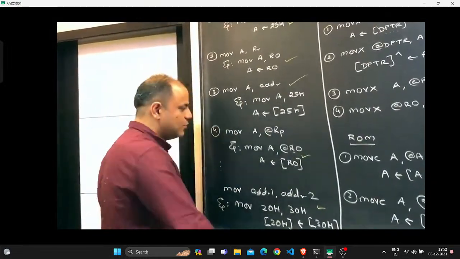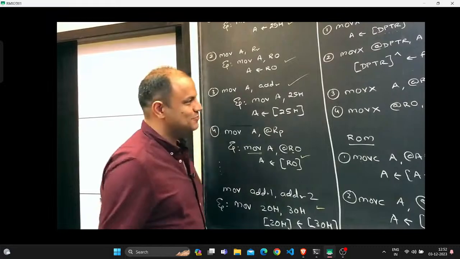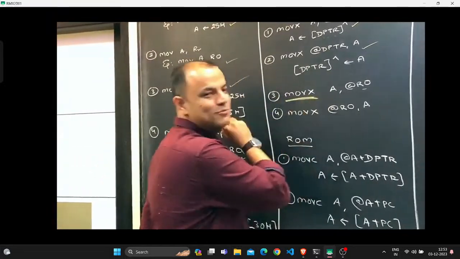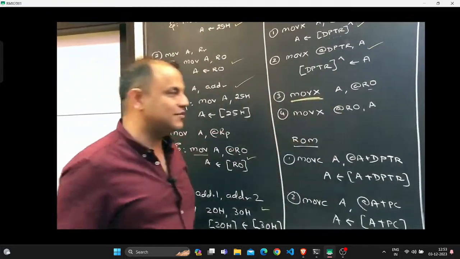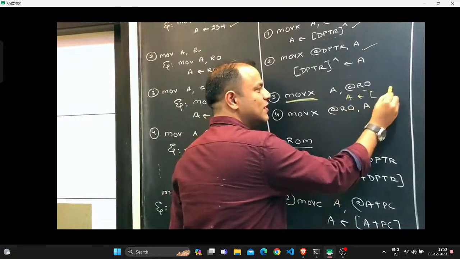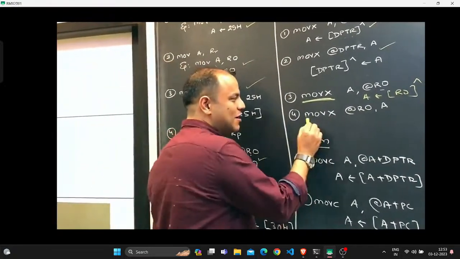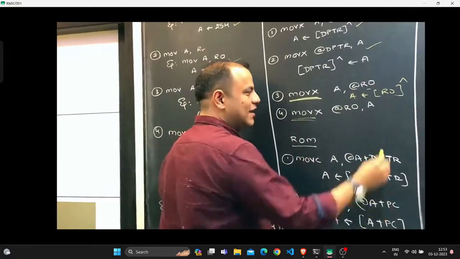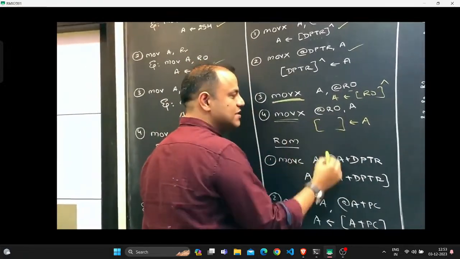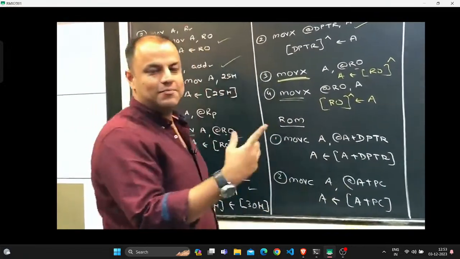Then how do you know whether it's internal RAM or external RAM? For internal RAM, the instruction is MOV. For external RAM, the instruction is MOVX. MOVX A, @R0. Who gets what? A gets the data from the location pointed to by R0 in the external RAM. Please tell me, did you understand this? Next one: MOVX @R0, A. Now A is giving the data to the location pointed to by R0 in the external RAM. Please tell me, are you all clear?